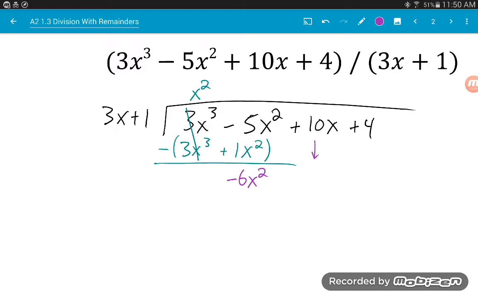Bring down the positive 10x. And then I start with the same steps again. I say to myself, how many times does 3x go into negative 6x squared? It's negative 2x, because negative 2 times 3 is negative 6, and x times x equals x squared.